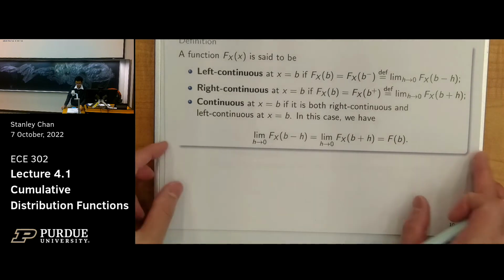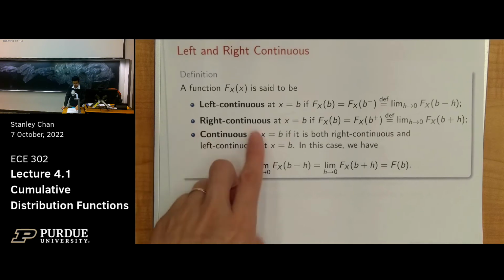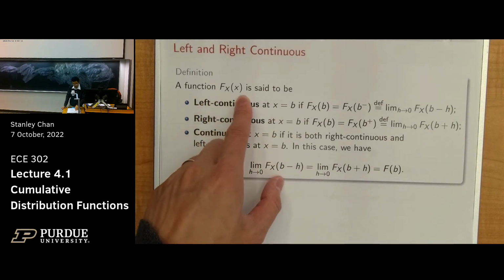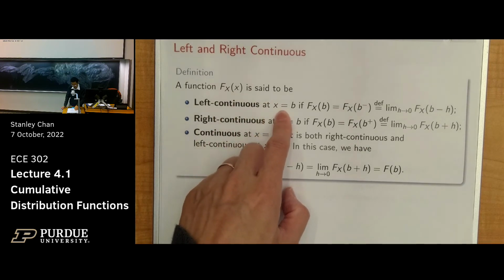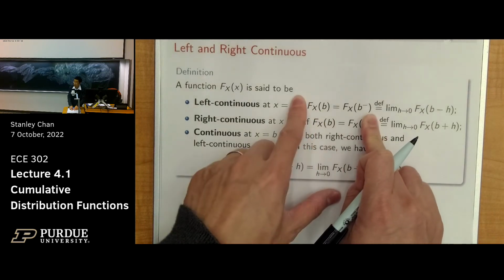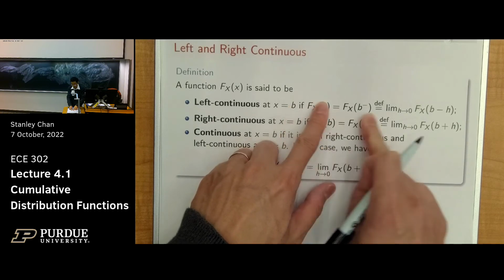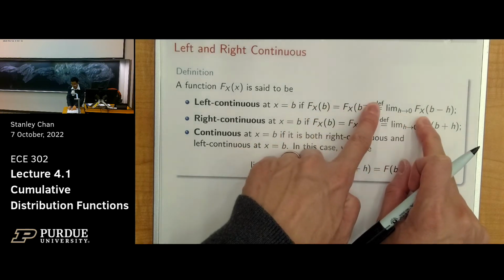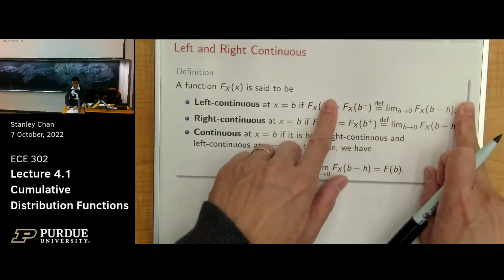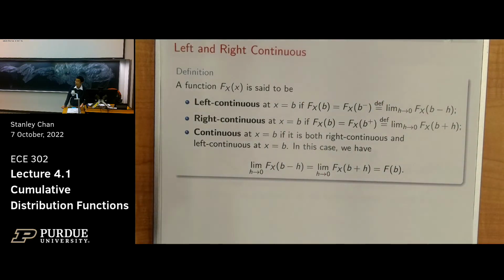Another concept in calculus is called left continuous, right continuous, and continuous. Now, an arbitrary function f is said to be left continuous at a point b if this equality holds. On the left-hand side, you have f at b. On the right-hand side, you have this limit where you look at b minus h, and then you let h go to 0. If this equality holds, then you say that f is left continuous.